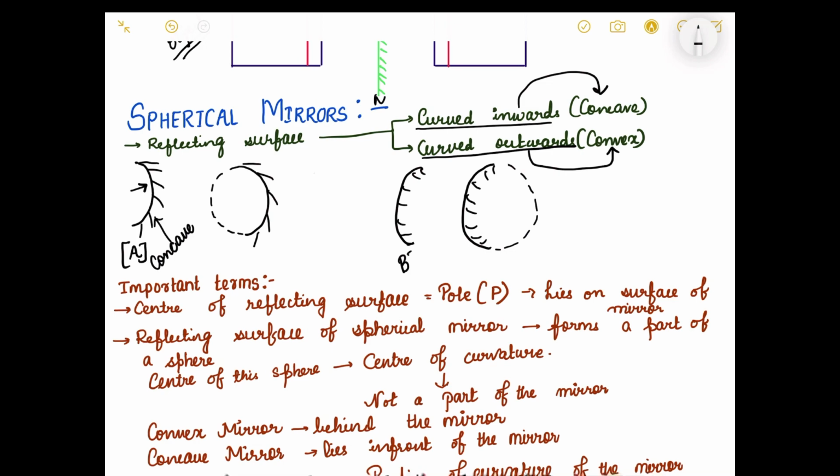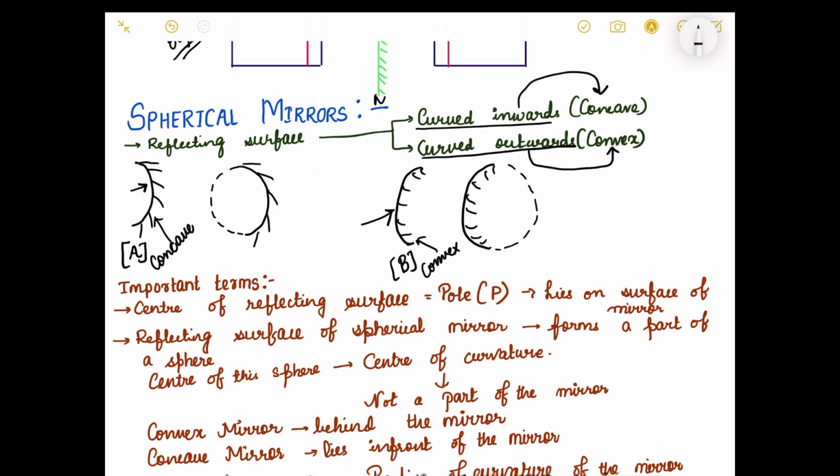In figure B, this is the reflecting surface and it is curved outwards. So, this is a convex mirror. Now, let us discuss certain important terms before we move towards ray diagrams.